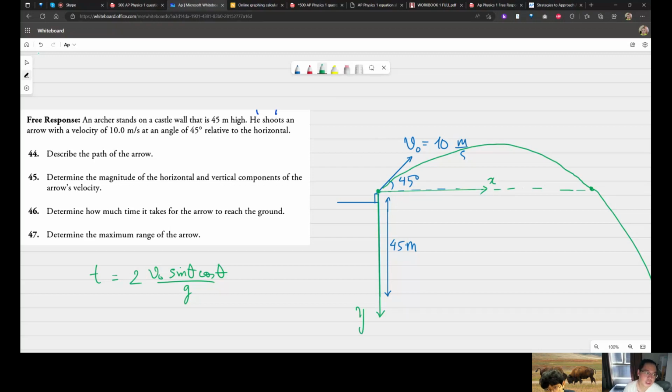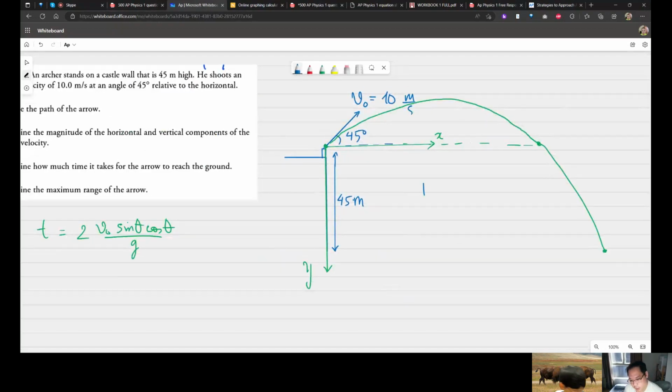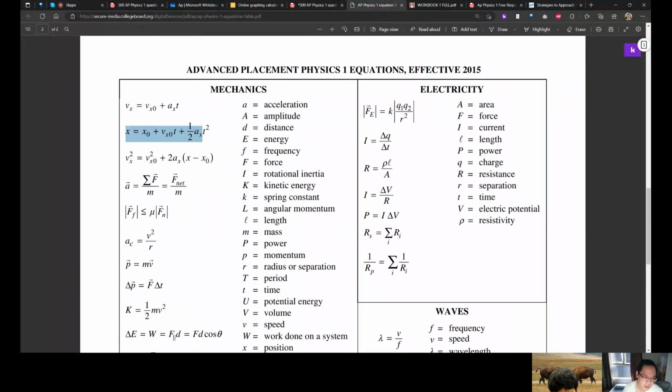We will use the equation y equals y0 plus v initial in the vertical direction multiplied with time and added with 1/2 of the free fall acceleration and the square of time. The second equation in the booklet here, but replacing x to be y.